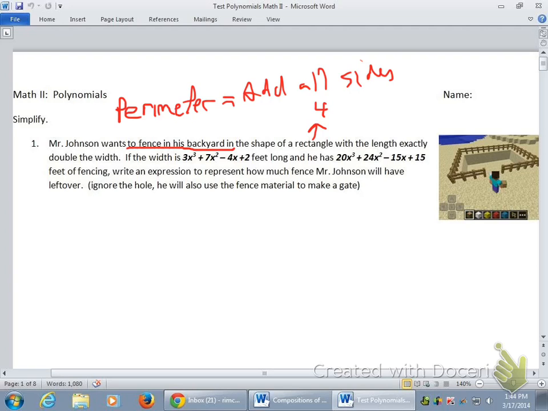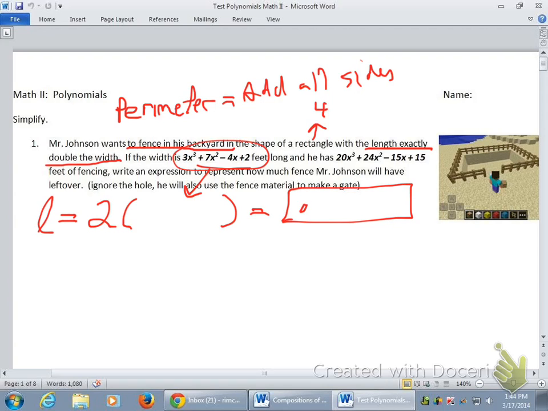So as you go through your work, you recognize that they told you something special about the length. The length was exactly double the width. So you knew in order to find the length, you had to take the width times 2, right? And they gave you the width right here. So I'm not going to do it for you, but you know how to do that. When you do that, you do get an answer. And guess what? That answer is 1 length.